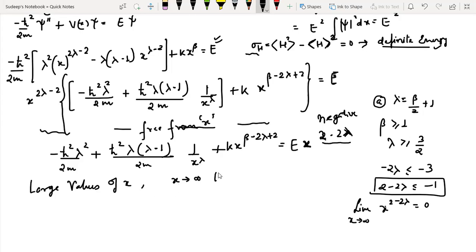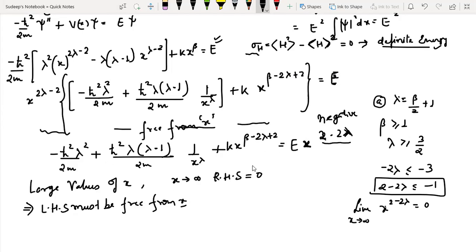So as x tends to infinity, my RHS goes towards 0. It implies that by the consistency of the equation, my LHS first thing must be free from x. Why should it be free from x? Because if I had not taken this x there, the first thing was that on the right hand side I had a constant. So somehow I had to make it easy. So what I have done, I have taken it there. So it should be free from x.